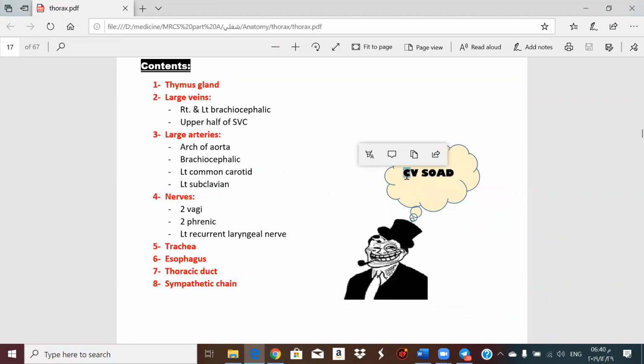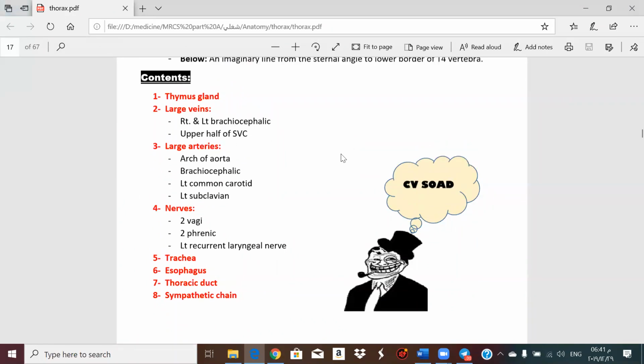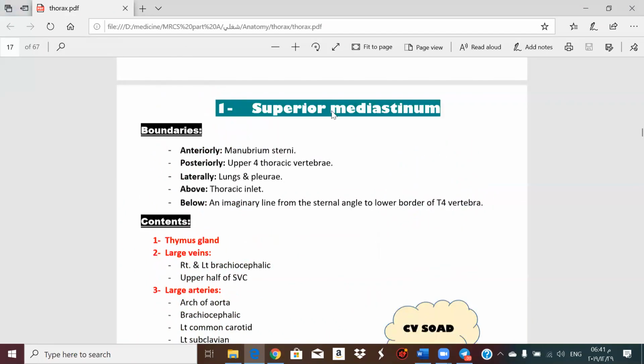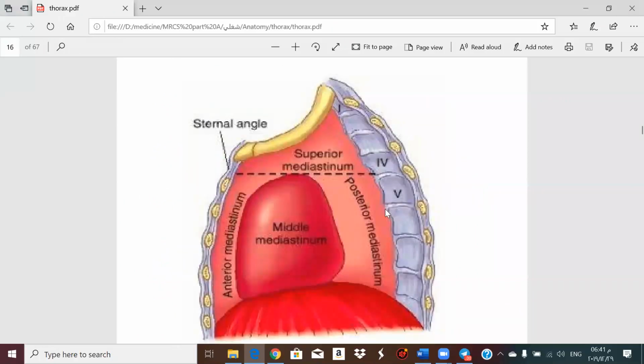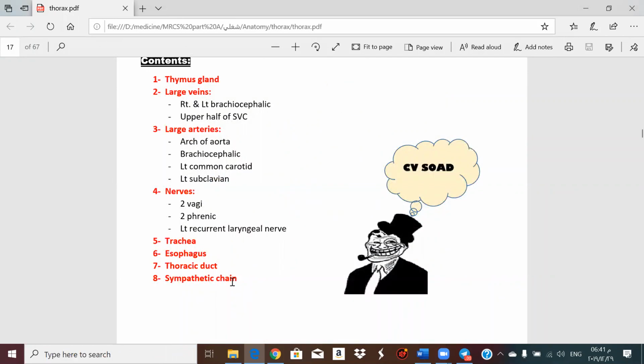C is for the very famous chain which ascends anterior to all the vertebral column. Who knows the name of this chain? It's called the sympathetic chain. I just told you the name. So C is for the chain, which is called the sympathetic chain.